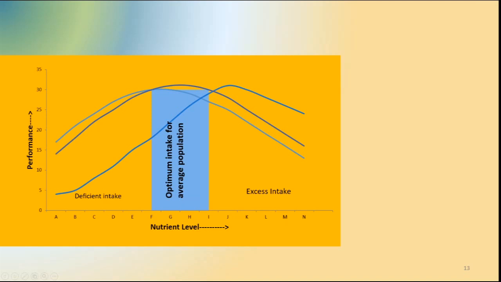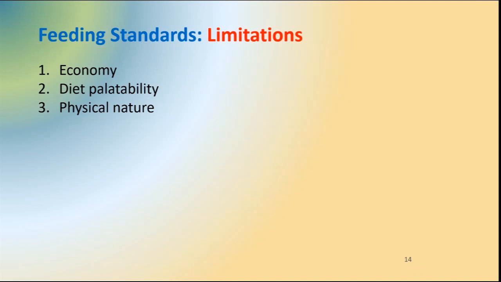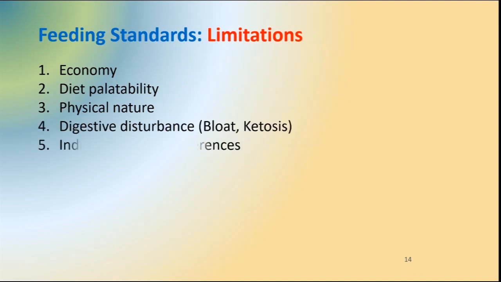On the other hand, the animals whose earlier performance is less, and we increase the intake level or nutrient level in the diet, they show a positive response in their performance, but at a very high level of intake. So there are certain limitations of the feeding standards, because feeding standards are simply guidelines based on tabulated values. They do not tell us about the economy of the ration, the diet palatability, the physical nature of the diet, and some digestive disturbances that might occur if we strictly follow the feeding standards.